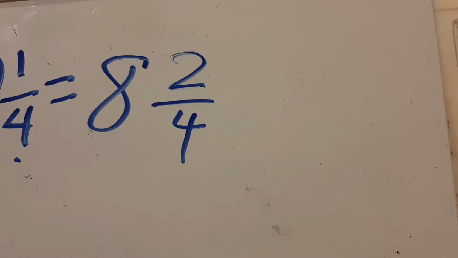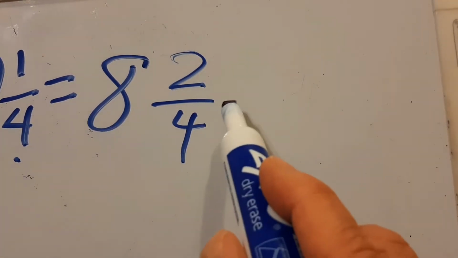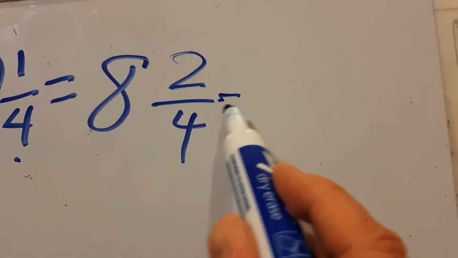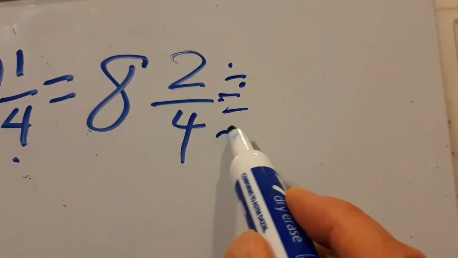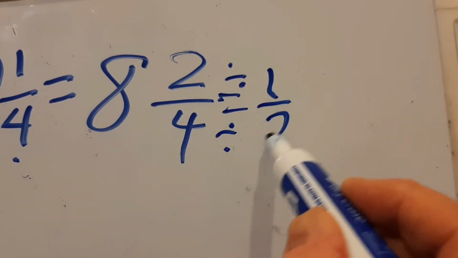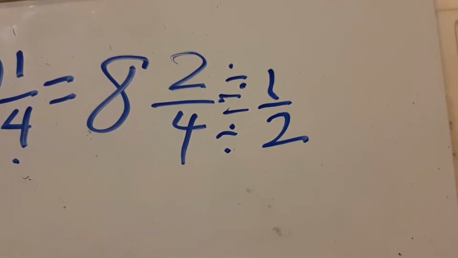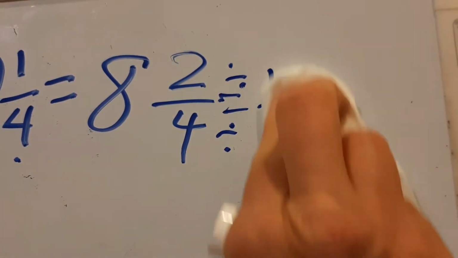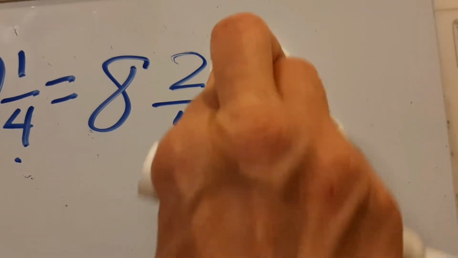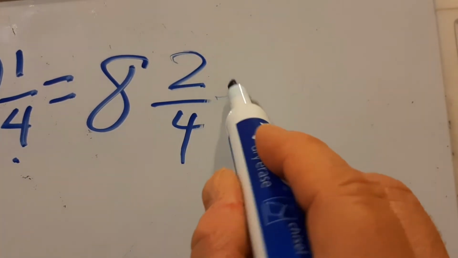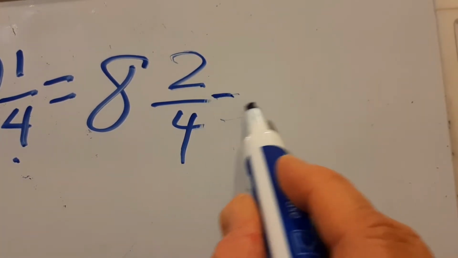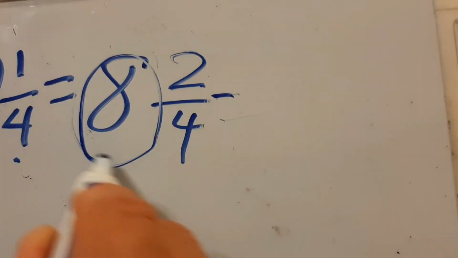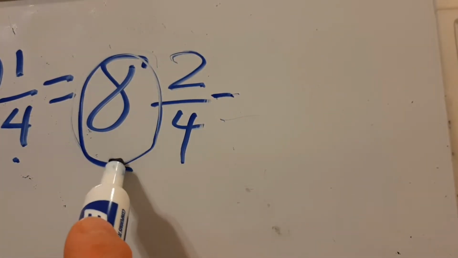Some of you, what you did was, after you got to 8 2/4, you would put equals, and you do your division, and you say equals 1/2. But that's not true. 8 2/4 does not equal 1/2. What you have to do is write the whole number first before you write your fraction. You've got to write that whole number first here.